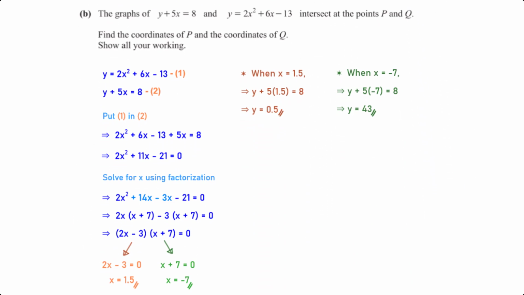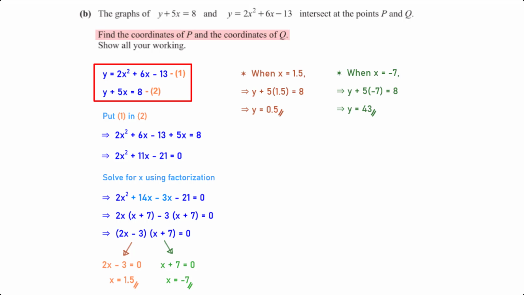The graphs of y plus 5x equals 8 and y equals 2x squared plus 6x minus 13 intersect at the points P and Q. Find the coordinates of P and the coordinates of Q. Show all your working. To get the coordinates of P and Q, we need to solve the equations of the two graphs simultaneously. First, let's label the equations of the graphs. We will be using the substitution method.